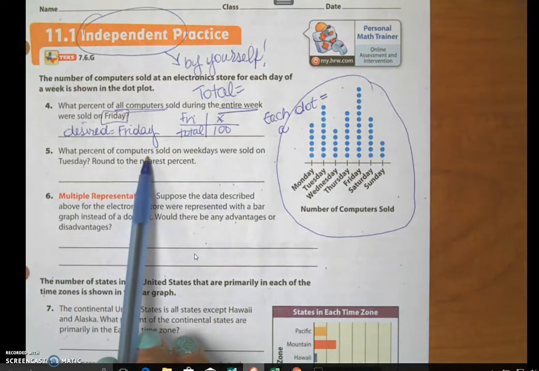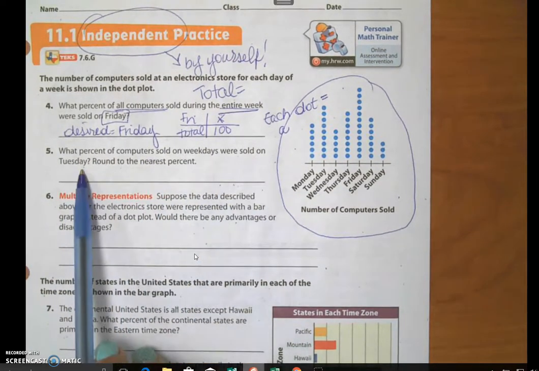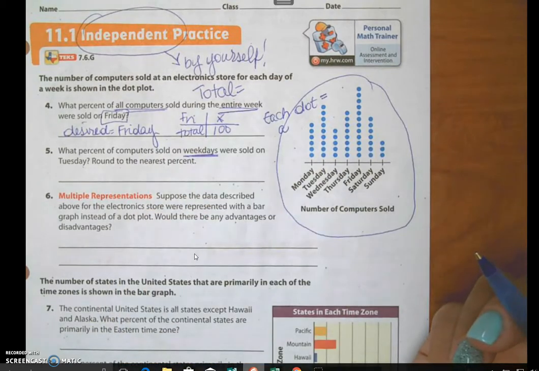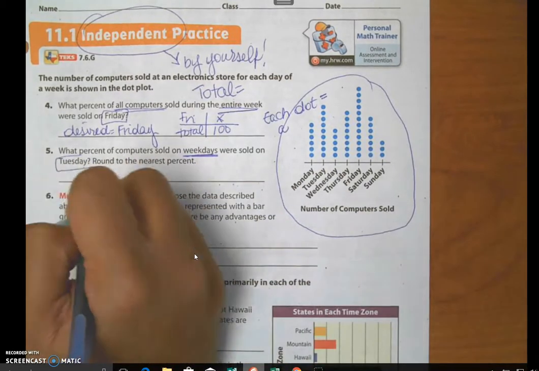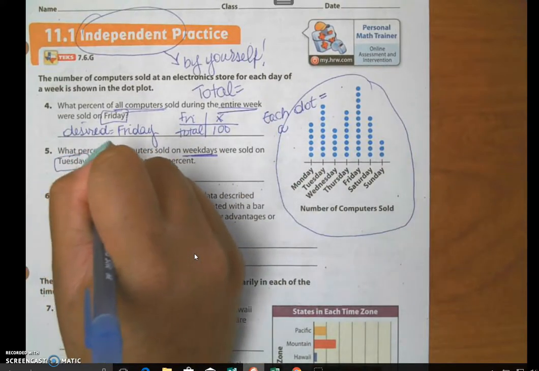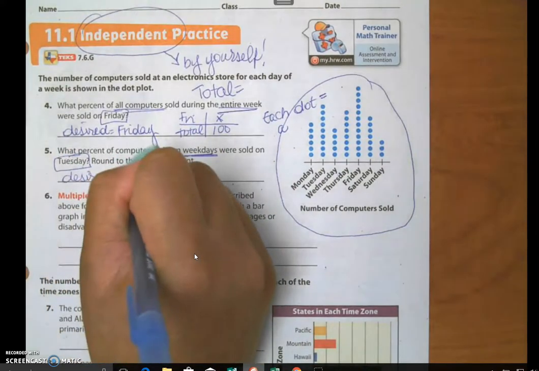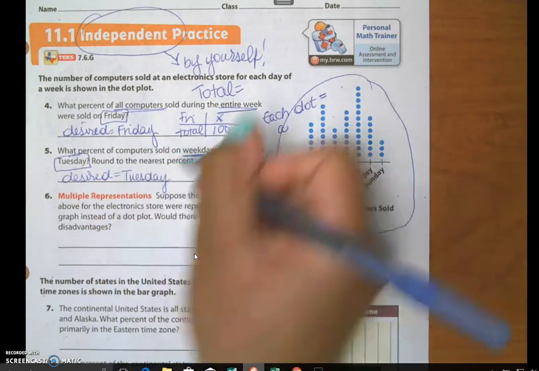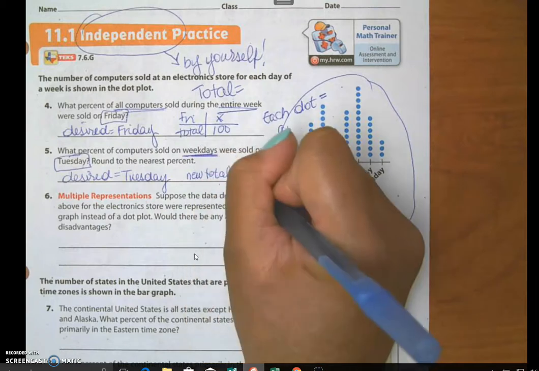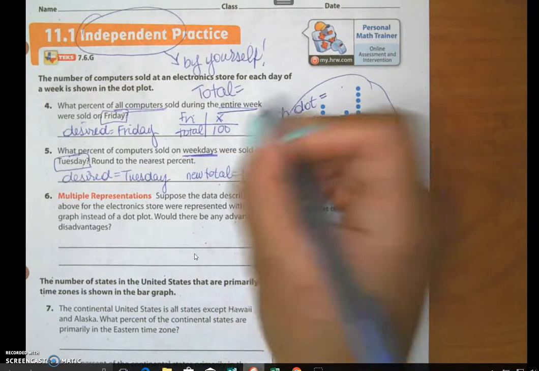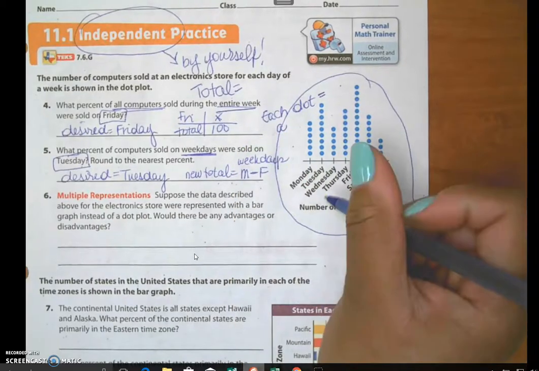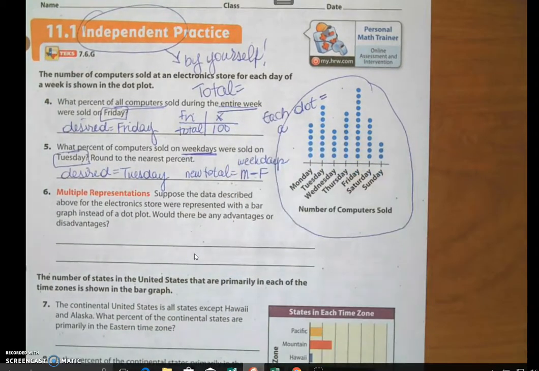Here it says what percent of computers sold on weekdays were sold on Tuesday. Round to the nearest percent. Weekdays do not include Saturday and Sunday. And then we want Tuesday. So in your desired part, that's Tuesday. And then your new total is Monday through Friday, your weekdays. This proportion box may need to be shown on separate paper.